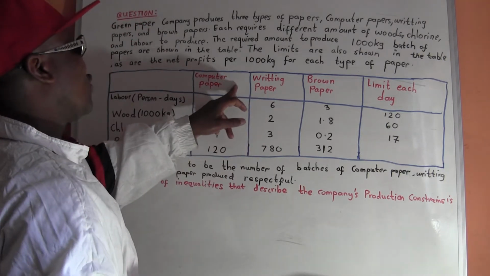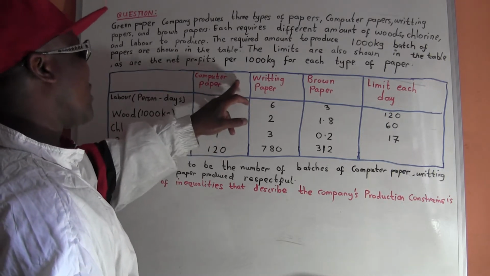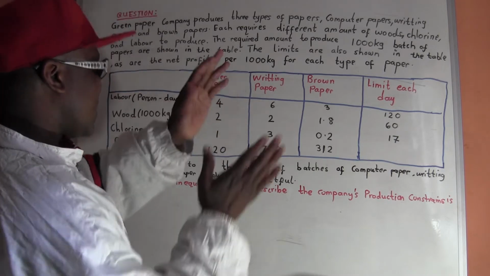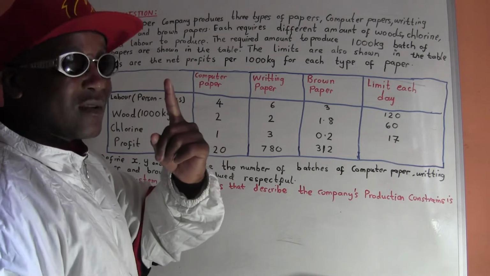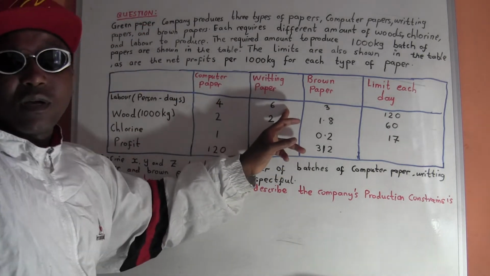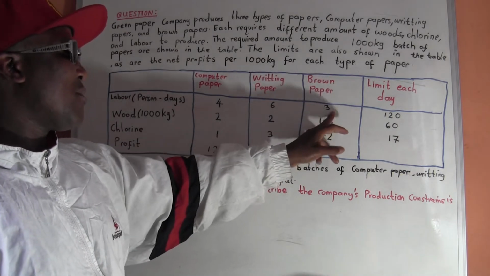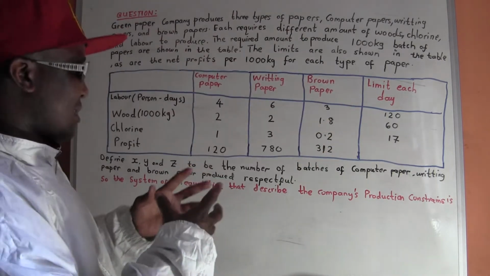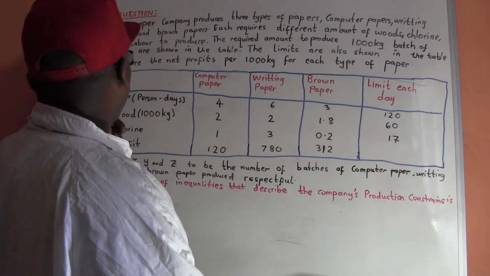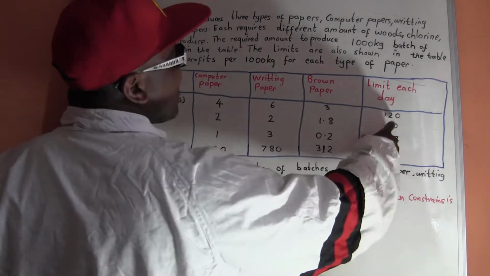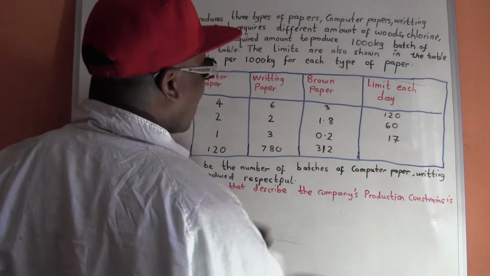So let's call X the computer paper: 4 people times how much paper they produce, so 4X. Now writing paper means 6 people every day, times Y, let's call it Y. Brown paper, let's call it Z, so 3 people per day times Z. But the limit each day, we can't go more than 120, because of labor. Whatever we do here has to be less than or equal to 120.